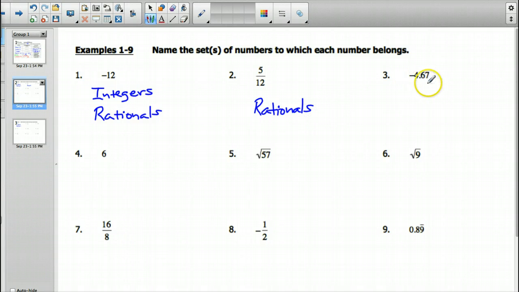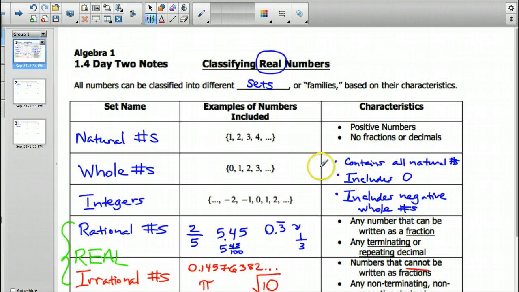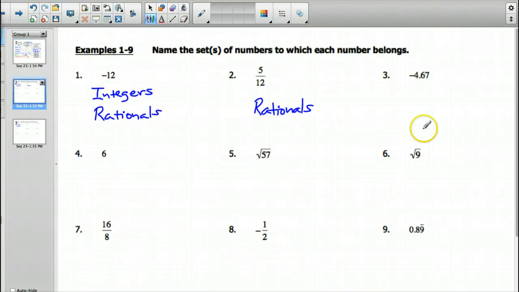Okay, negative 4.67. This is a negative number, so you might be tempted to say it's in the integers, but remember, integers only include positive and negative whole numbers. We don't include the fractions or the decimals yet, so negative 4.67 is actually a rational number. That's the only set it belongs in. It's a terminating decimal, so that's why we can put it in the rationals.